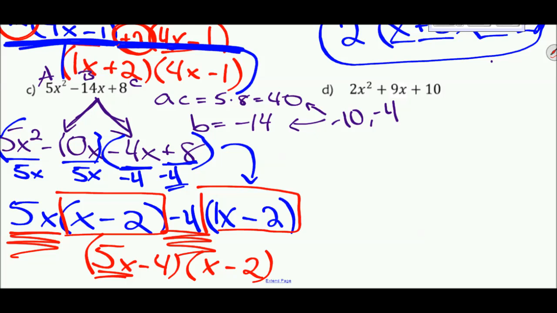If you FOIL this back out, you distribute that into there, you distribute that into there, you get this answer after you're completely done combining. Wait, how'd you get negative 4? That's coming from this negative. The GCF of that, the GCF of that come together to make that.